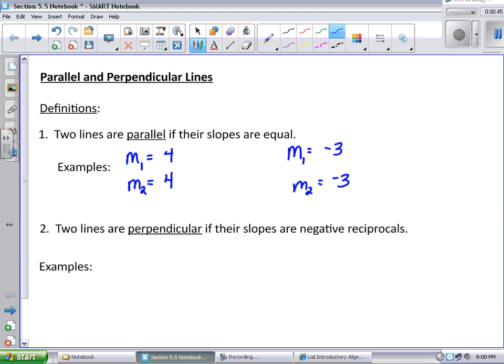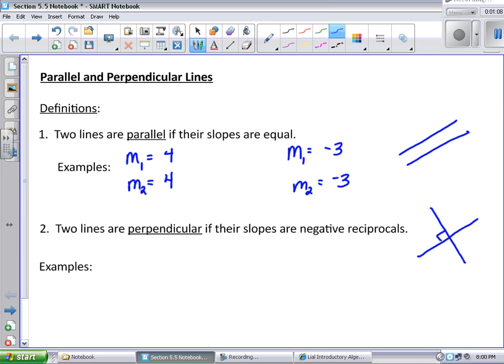Two lines are perpendicular if their slopes are negative reciprocals. Now, a lot of people know parallel means they go in the same direction, they run side by side and never cross. Perpendicular, they cross, but they cross in a very specific way. Perpendicular means that the lines cross at right angles. So they could be an example like this.